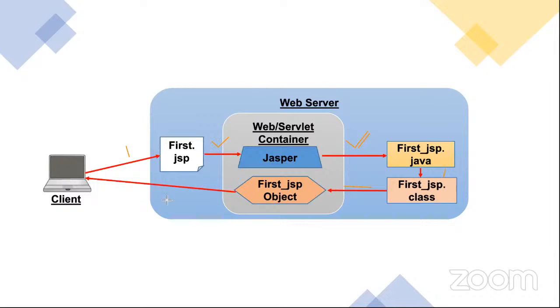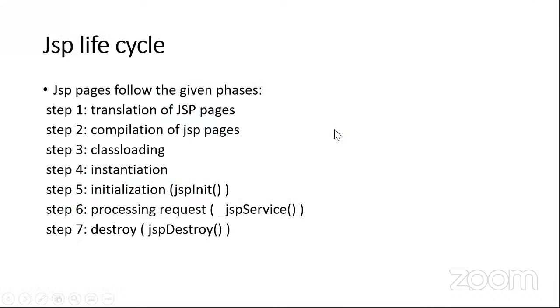So the first thing we have to remember is that it gets translated. After translation, what happens? It gets compiled, right? Then instantiation, initialization, and then it goes on to providing service. These are the steps of the JSP lifecycle.